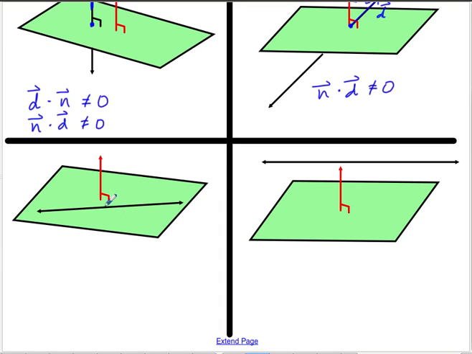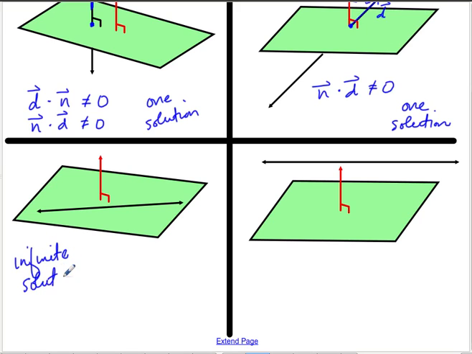Now, these are the more difficult cases to understand, or not to understand, but to visualize. In this case, we've got our plane, there's our normal vector, and the line is lying completely within the plane. So in this case, we actually have infinite solutions. So over here, we had one solution. And with this one, we also had one solution. With this one, we have infinite solutions. And is there anything that we can observe about the fact that we have infinite solutions?